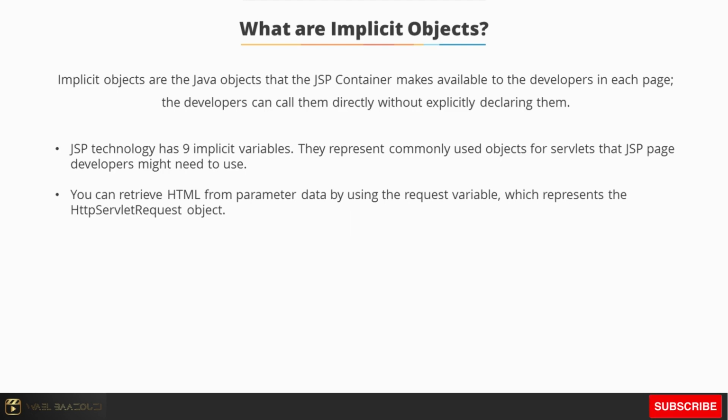What are implicit objects? These are the Java objects that the JSP container makes available to developers in each page. The developers can call them directly without explicitly declaring them. JSP technology has 9 implicit variables. They represent commonly used objects for servlets that JSP page developers might need to use. You can retrieve HTML form parameter data by using the request variable, which represents the servlet request object.